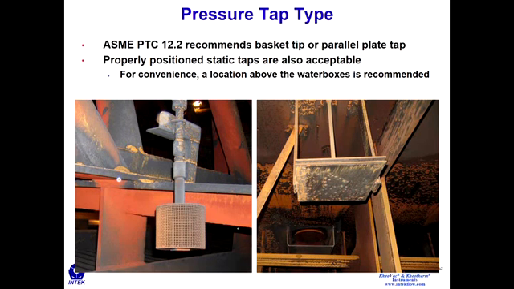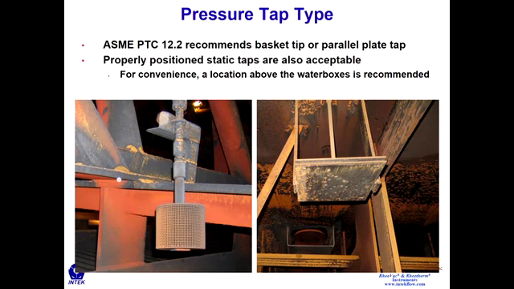Pressure tap types. PTC 12.2 recommends a basket tip or parallel plate tap. Properly positioned static taps are also acceptable, and they can reduce the installation cost if you do the due diligence to approve a certain location for a static tap. Make sure it's not near any high velocity drains or dumps, and locate them properly. We recommend putting them above the water boxes, either the outlet or the inlet water boxes. That's generally an area of lower velocities.